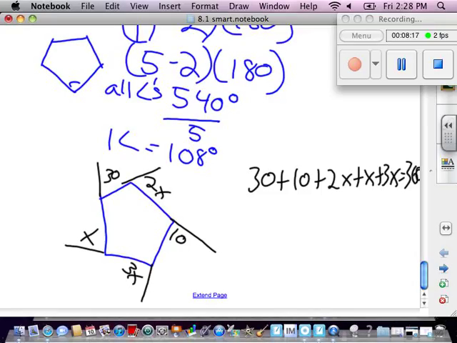Can we solve for x? You guys can figure that out? Feel good about this? Yeah. Your homework is just like this.